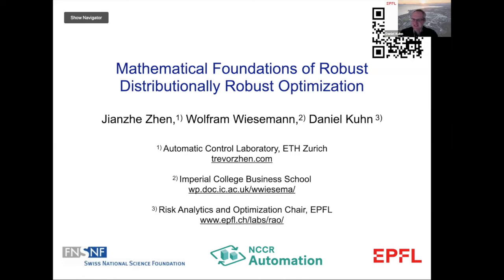Thanks a lot, Tim, for the nice introduction, and thank you very much for inviting me to give this talk. It's a great pleasure. So we'll talk about mathematical foundations of robust and distributionally robust optimization, which are powerful modeling paradigms for dealing with uncertainty in optimization problems. They are becoming increasingly popular because they have many applications in business analytics, data-driven decision-making, and machine learning. I would like to propose a systematic and unifying framework to find computationally tractable reformulations for such problems. My talk is based on joint work with Jianzhe Chen from ETH and Wolfram Wiesemann from Imperial College London.